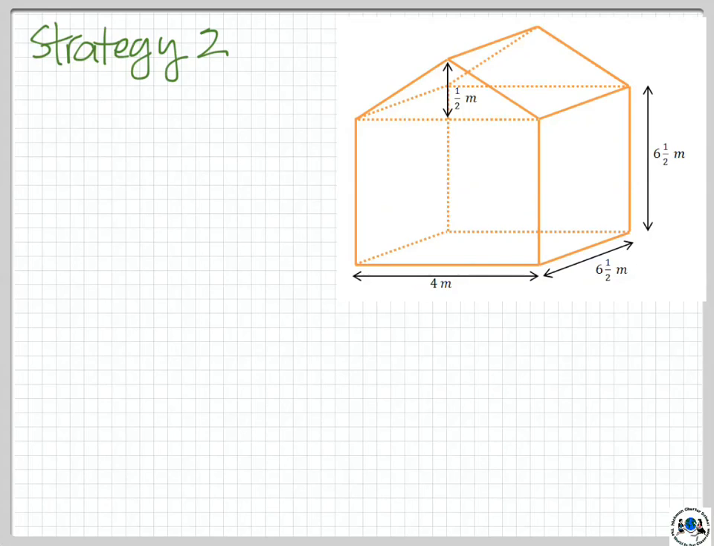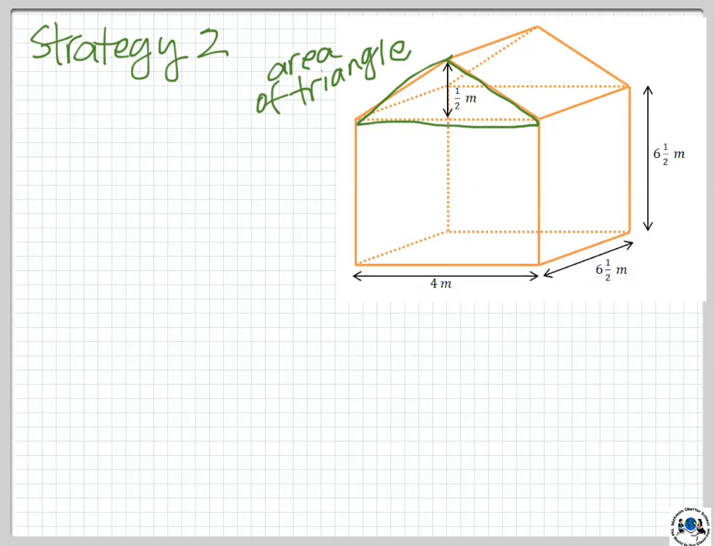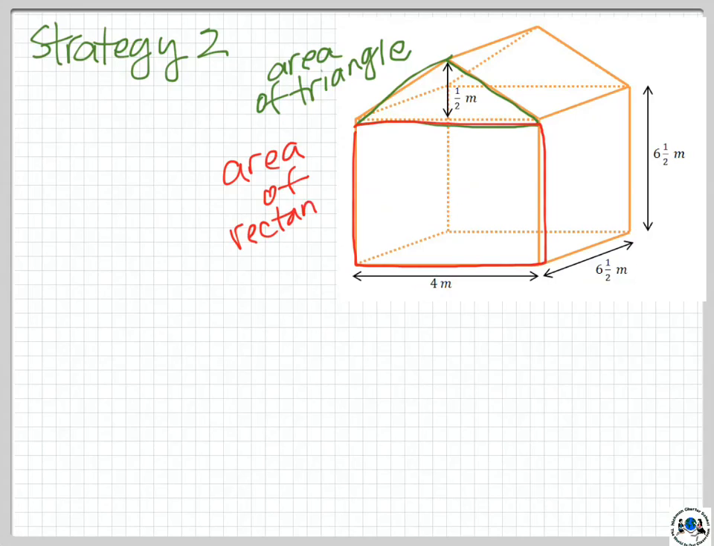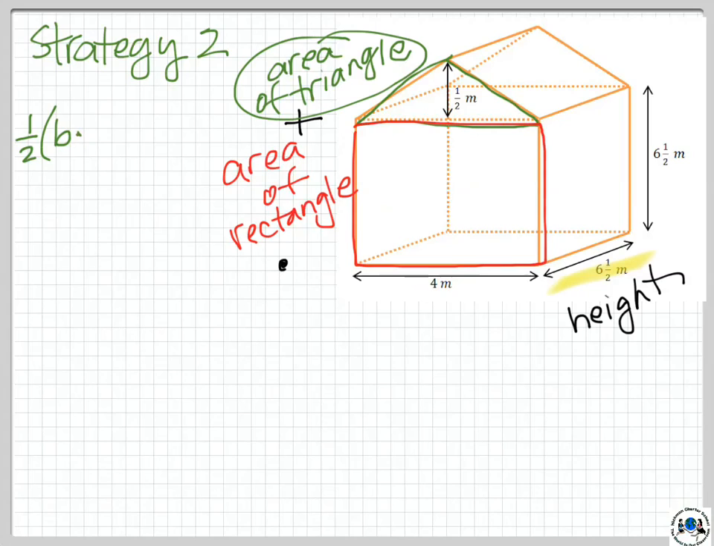Okay, let's look at strategy 2. It uses the same values, but is a little bit different. In this case, we're not going to find the volume of the right rectangular prism and the right triangular prism and then add them. First we're going to find the area of that triangle, then the area of that rectangle, and add those together. Then we're going to multiply all of that by the height of the right pentagonal prism. So let's go ahead and do that.